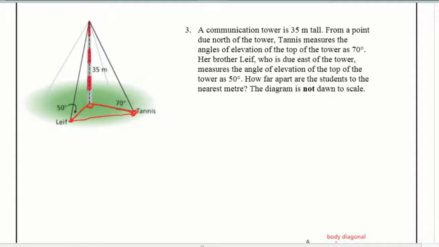But we don't know any information. We don't have any lengths down here. I don't know how long this side is. I don't know how long this side is. This gets back to the idea of a shared triangle. The only thing that these things share is 35 meters, so we're definitely going to have to use that.